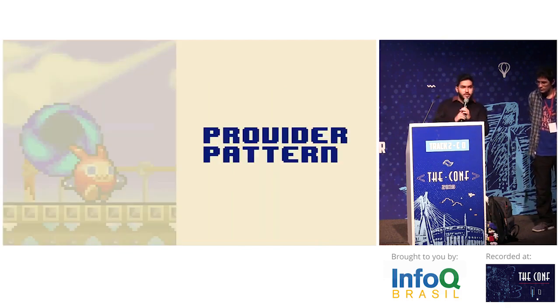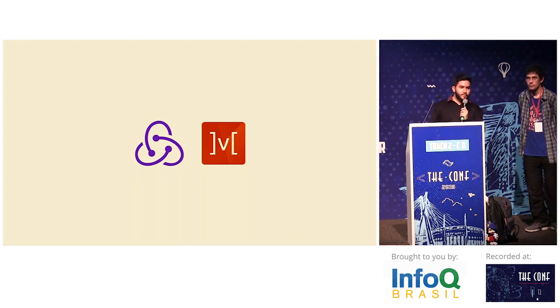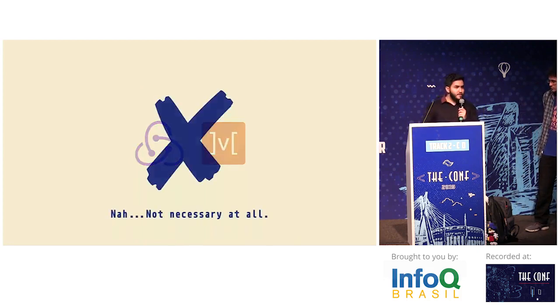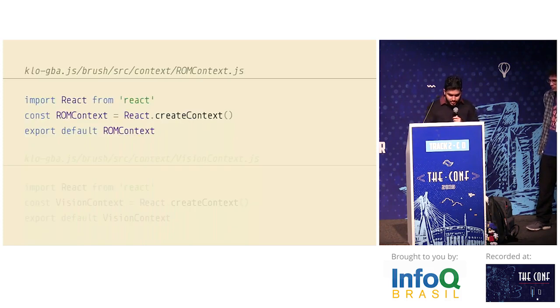Another thing to mention is that we applied the famous provider pattern that we have in React. So we needed global state, and we have many solutions for this, like Redux, MobX, and so on, but they were not necessary for this app, so we went with the context API that React has had since 16.3. And basically, we have two providers, which are the ROM provider and the Vision provider. And as you may guess, ROM works with the game ROM, and Vision takes care of everything that the user is seeing on the screen.